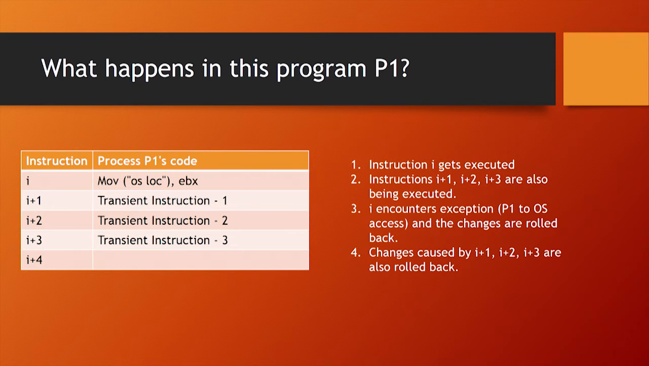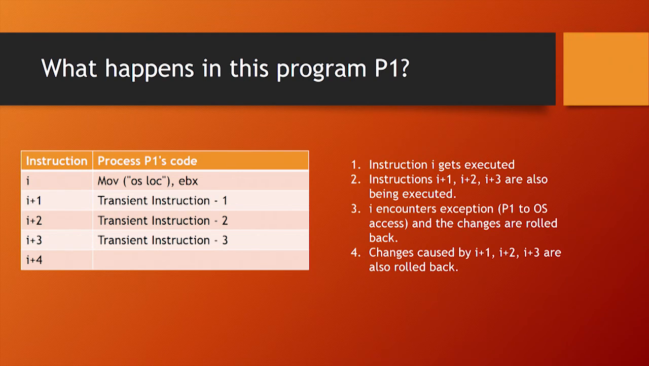So what will happen: instruction I will try to move the OS location to a register EBX. When instruction I gets executed, the instructions I plus 1, I plus 2, I plus 3 are also being executed, because it is a superscalar processor. Suppose there is no data dependency between the move instruction and the 3 transient instructions, then instruction I gets executed while I plus 1, I plus 2, I plus 3 are also being executed.